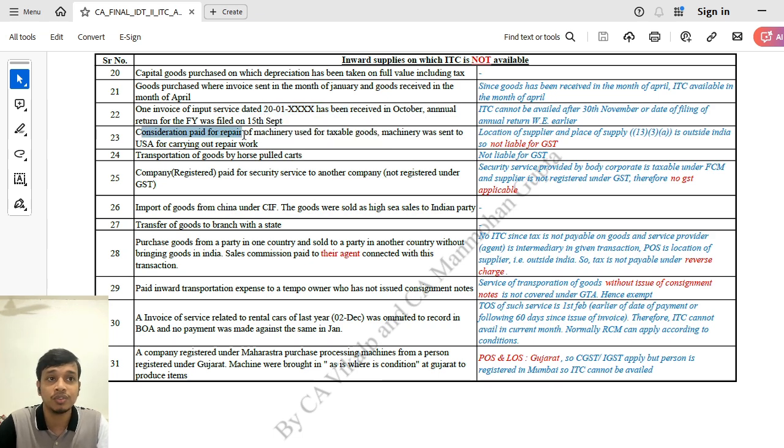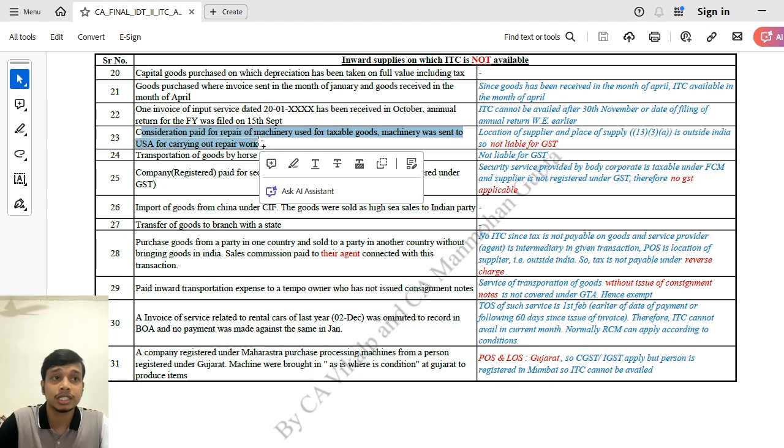Next, consideration paid for repair of machinery used for taxable goods. Machinery was sent to USA for carrying out repair work. If हमने मशीनरी सेंड करी है यूएसए में फॉर द रिपेयर वर्क, सो इन दैट केस प्लेस ऑफ सप्लाई विल बी आउटसाइड इंडिया, because place of supply in such case will be where the actual work has been performed, so it is outside India, and location of supplier is also outside India, so it is not liable for GST in India.